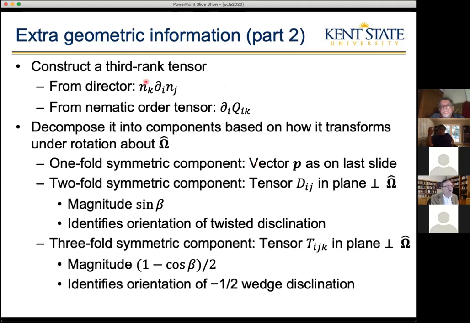Then I can make a third rank tensor, okay, with a combination of director and derivatives of the director or derivatives of the Q-tensor. And then if I decompose this third rank tensor based on how it transforms under rotation about omega, I get a one-fold symmetric component. That's like the vector I already told you about. And a two-fold symmetric component, which shows how the twisted disclination is oriented. And a three-fold symmetric component, which corresponds to the orientation of the minus half.